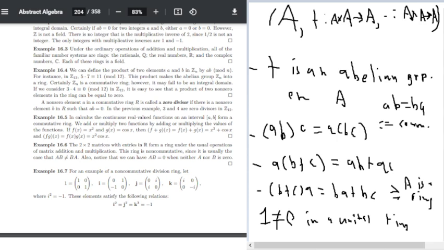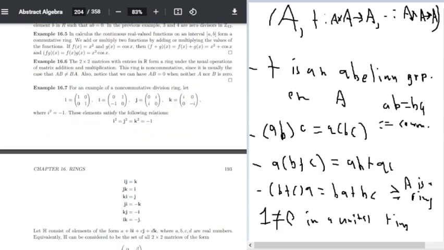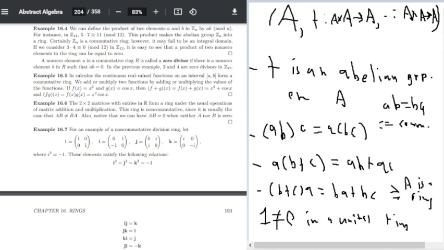It is easy to see that a product of two non-zero elements in a ring can be equal to 0. A non-zero element a in a commutative ring is called a zero divisor if there is a non-zero element b such that ab is equal to 0. So basically, zero divisors are elements that can be multiplied to be taken to 0. In the previous example, 3 and 4 are zero divisors in Z mod 12.